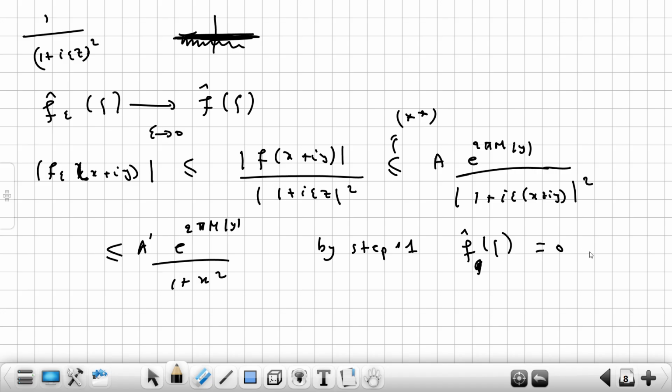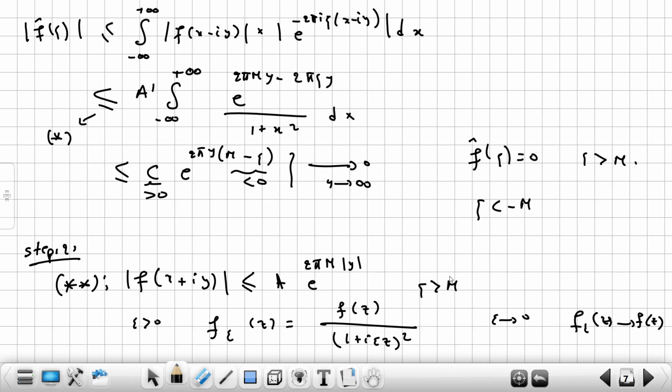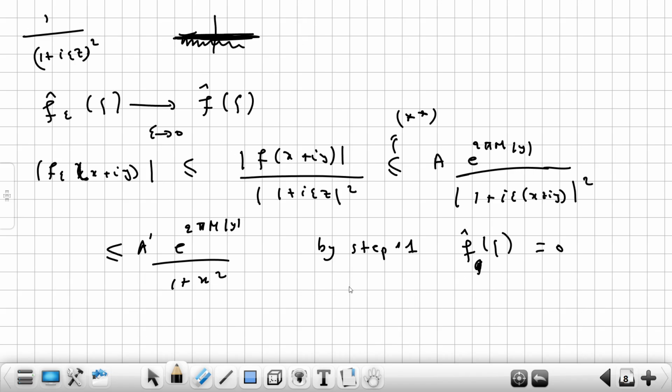Okay, this is for psi, supposing psi greater than m. Now, if psi is less than minus m, we can do a similar argument, although we must now argue in the upper half plane and use the function 1 over 1 minus I epsilon z power 2 instead of this function.